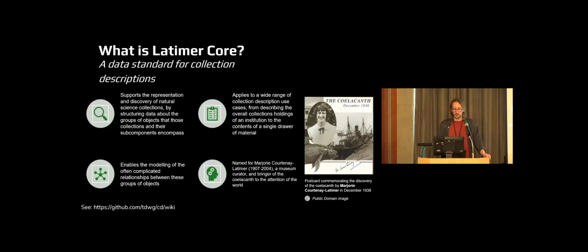So, what is Latimer Core? It is a standard for collections descriptions. So it can describe any group of objects. It could be the objects in a drawer, or a lot, the objects in a jar. Or it could also be the entirety of a collection. So it could be all of our 80 million specimens. Latimer Core is very flexible in the scope of object groups that it can describe.